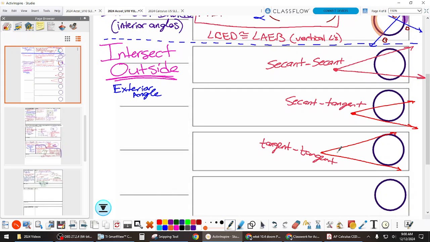Okay. I'm just going to put some kind of notation in the angle that we're solving for. And the good news is all three of these are the same formula.